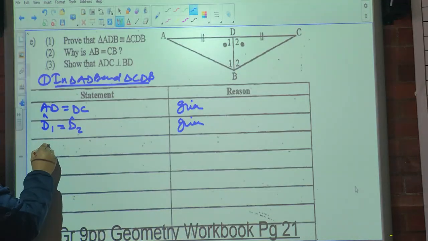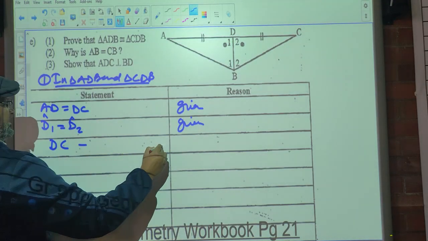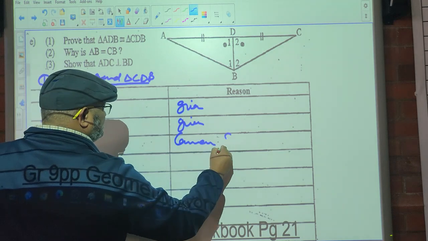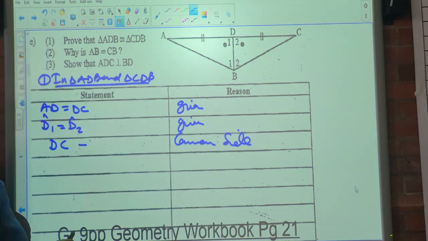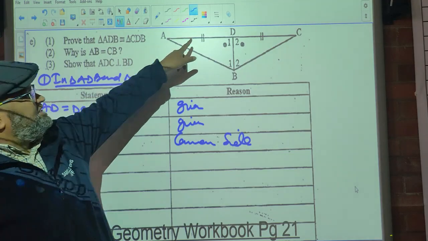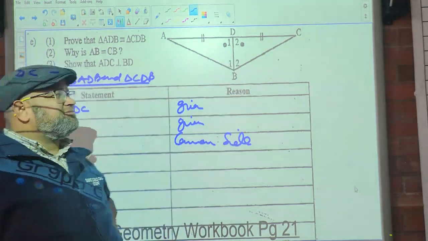DC is a common side. So we have 3 points there. As you can see, DC is in both triangles. Okay.